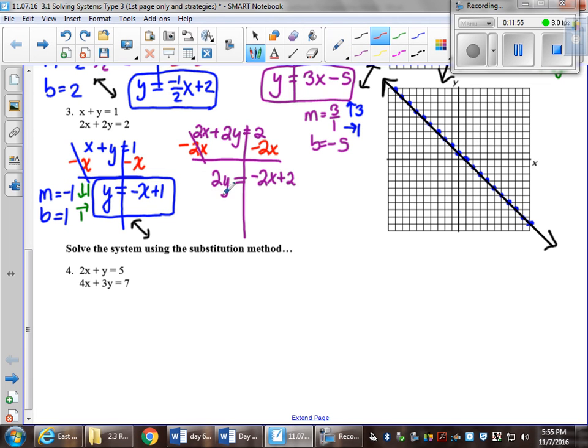And to finish solving for y, remember, 2y really means 2 times y. So what undoes multiplication? Division. So we will divide each piece by 2. This results in y equals negative x plus 1.